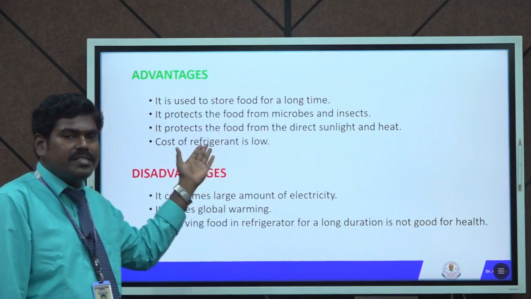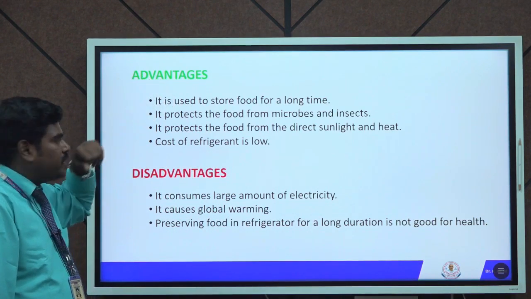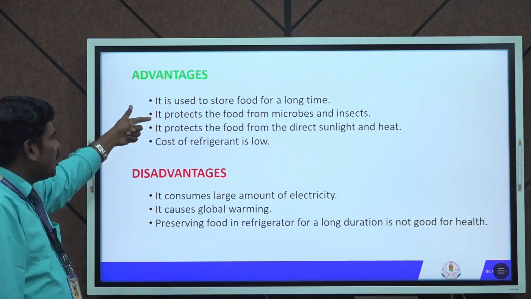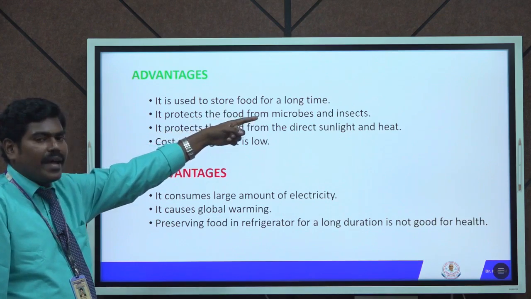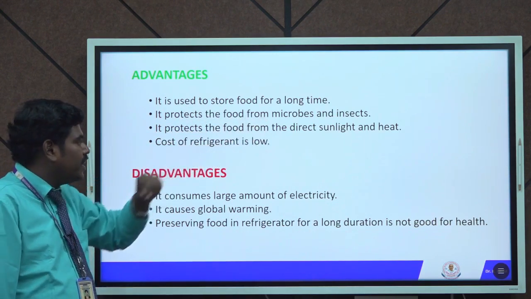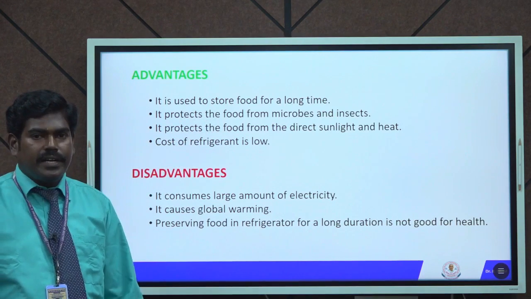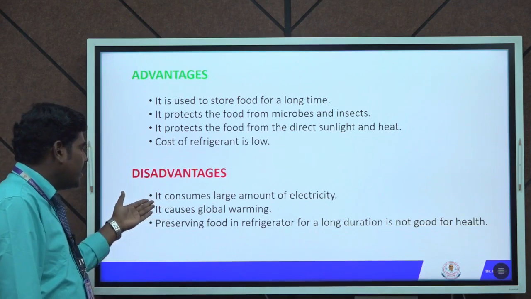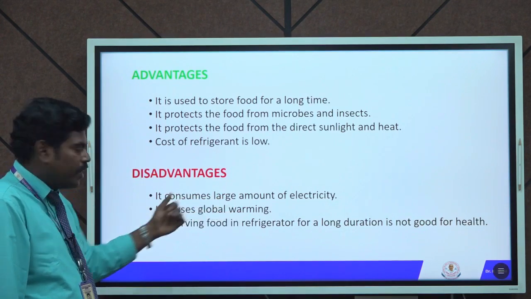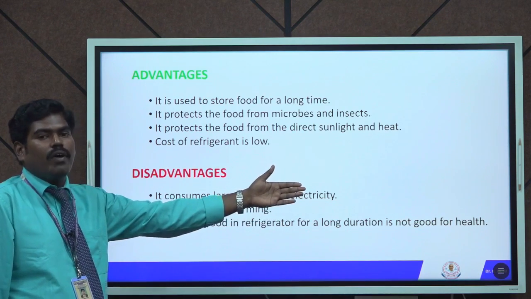Let's see the advantages and disadvantages of the refrigerator. First, advantages. It is used to store food for a long time. It protects the food from microbes and insects. It protects the food from direct sunlight and heat. The cost of refrigerant is low. Next, disadvantages of the refrigerator. It consumes a large amount of electricity. It causes global warming. Preserving food in a refrigerator for a long duration is not good for health.